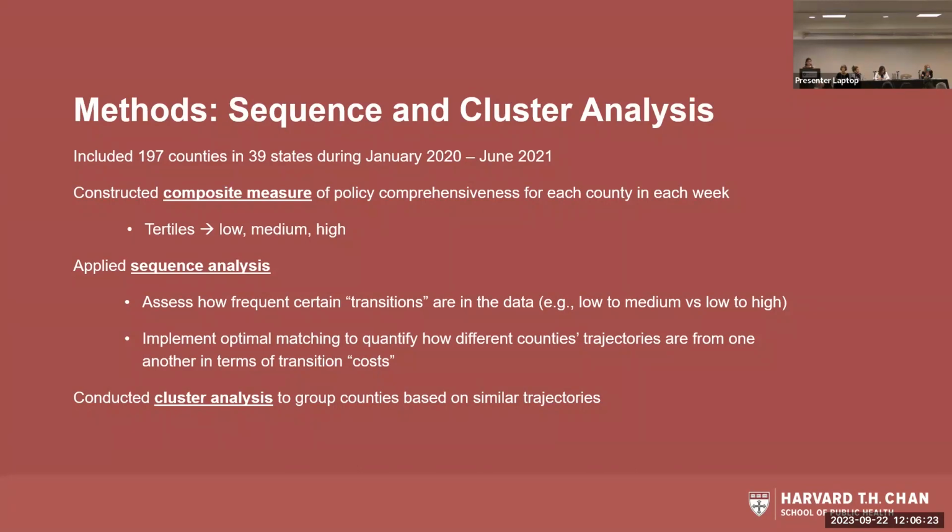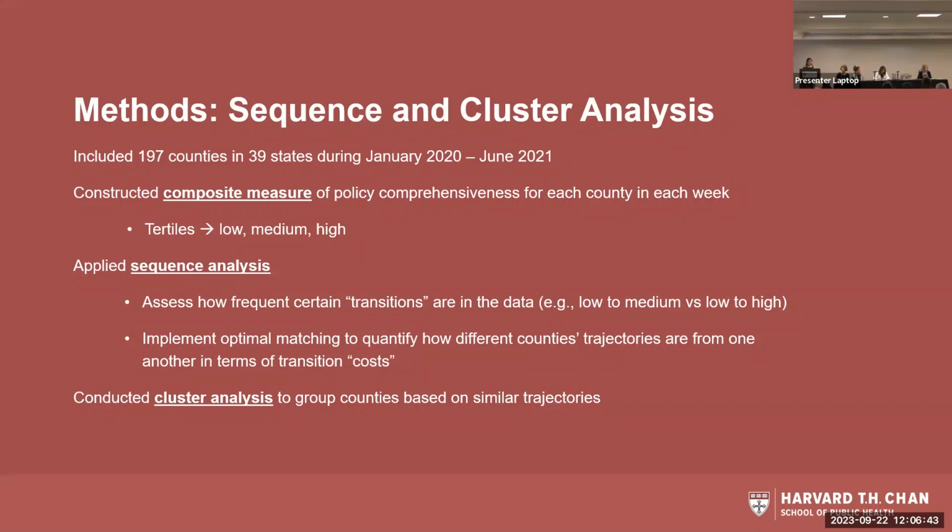So first, instead of looking at all 27 policies separately, we created composite measures of policy comprehensiveness for each county and each week. And we did this for overall policy comprehensiveness as well as in the 3 policy domains. And then each of these indices were split into tertiles of low, medium, or high comprehensiveness.